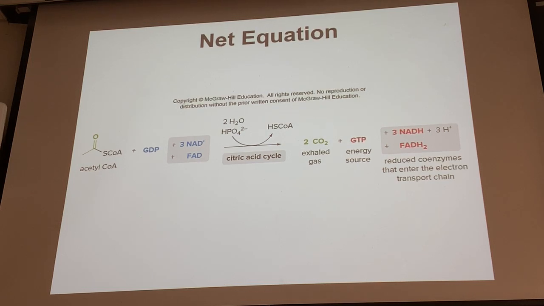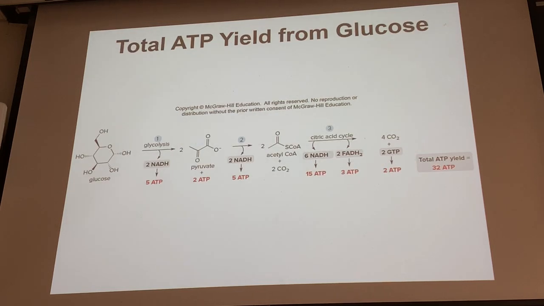Okay? So we're not going to calculate this specifically, but we'll just show you the results of the calculations. We can calculate the total ATP yield from 1 molecule of glucose because we know how many ATP equivalents are produced by our reduced coenzymes. And we find that the total ATP yield, when we combine glycolysis with the citric acid cycle, that total ATP yield is 32 for 1 molecule of glucose. Okay?